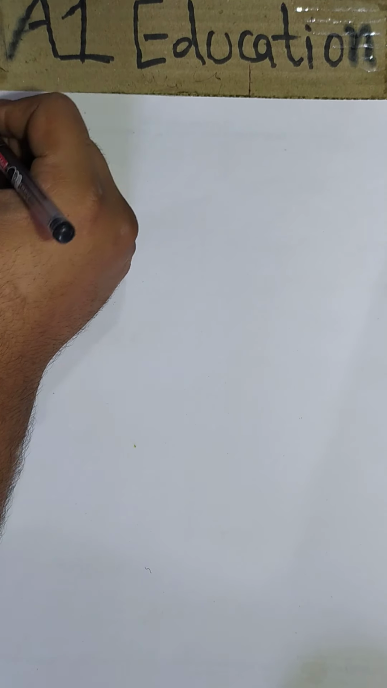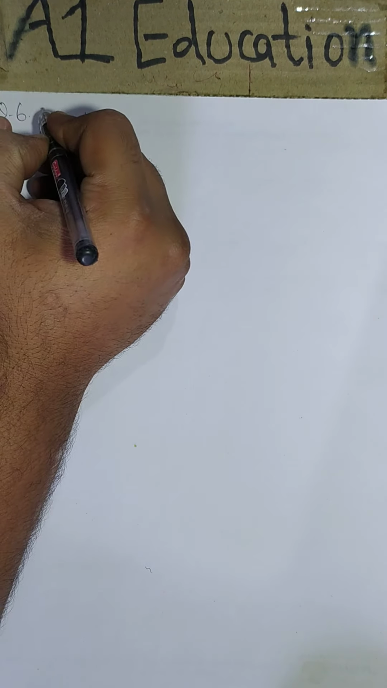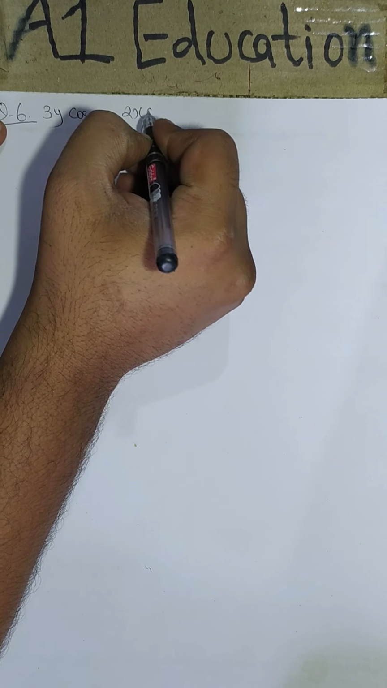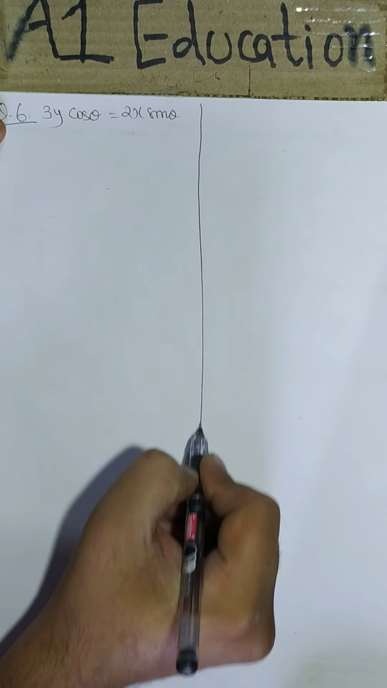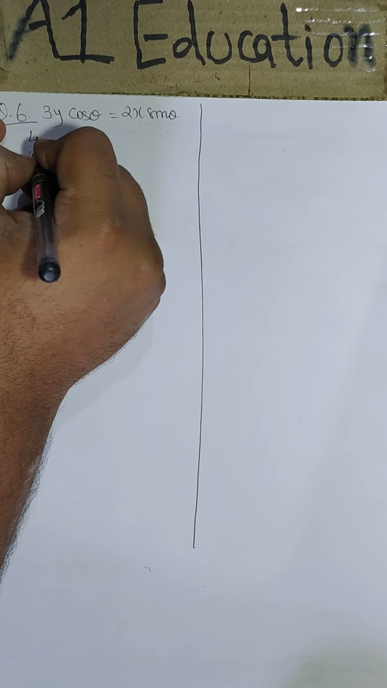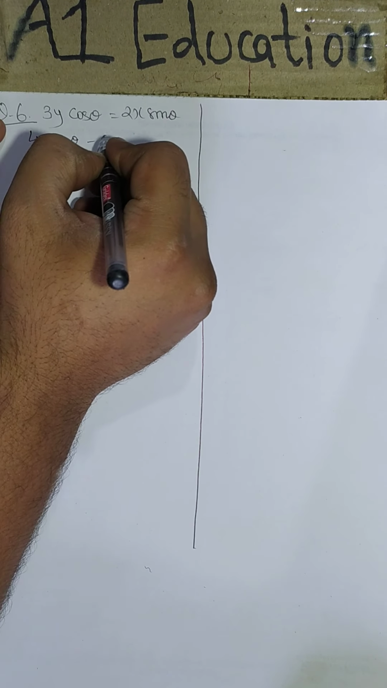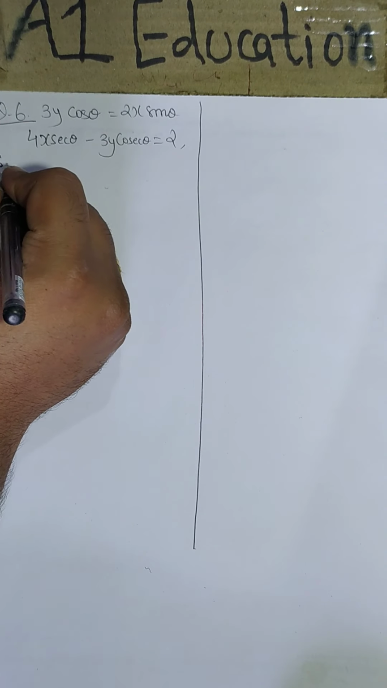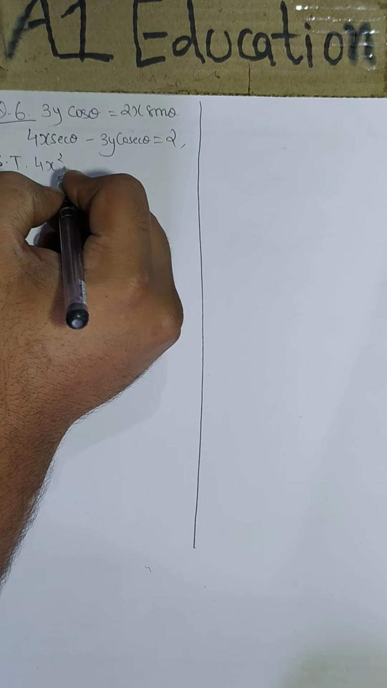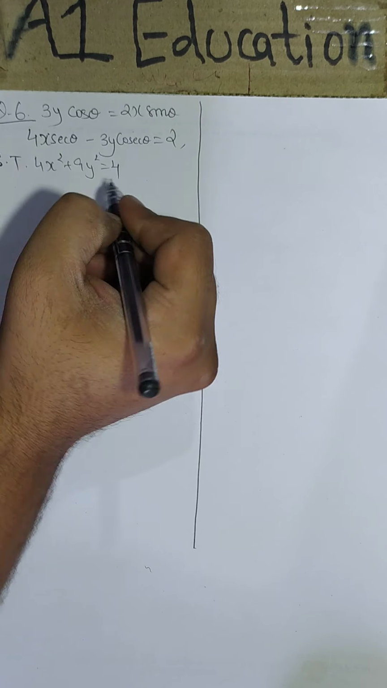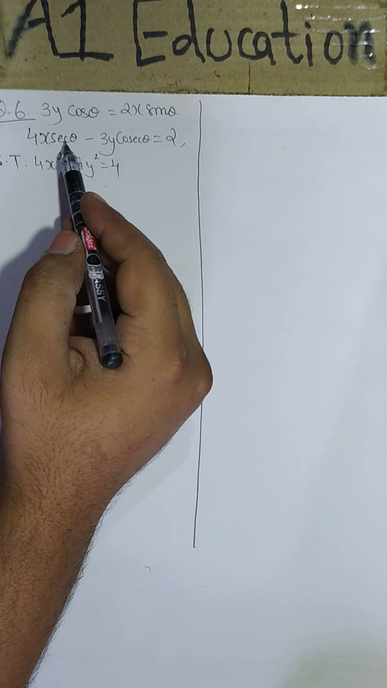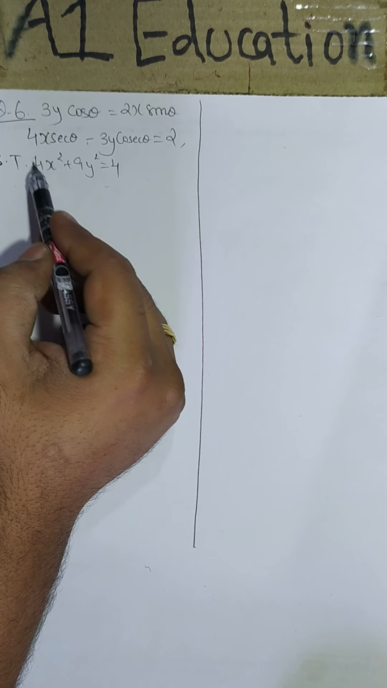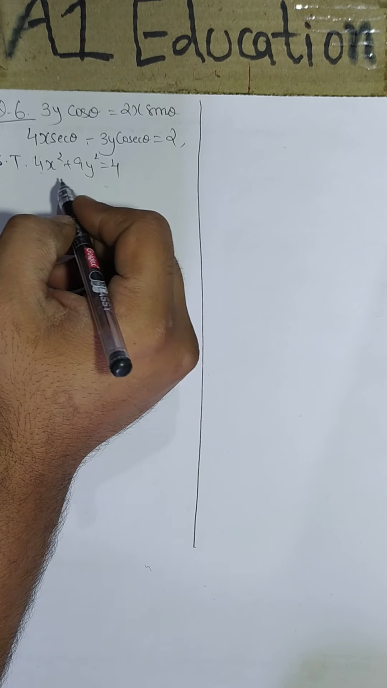The next question which we are going to solve is, it is given that 3y cos theta is equal to 2x sin theta and 4x sec theta minus 3y cosec theta is equal to 2, and we have to show that 4x square plus 9y square is equal to 4. Very simple sum. We just have to find out the values of x and y from these two equations, substitute in the left hand side, and we will get our answer.